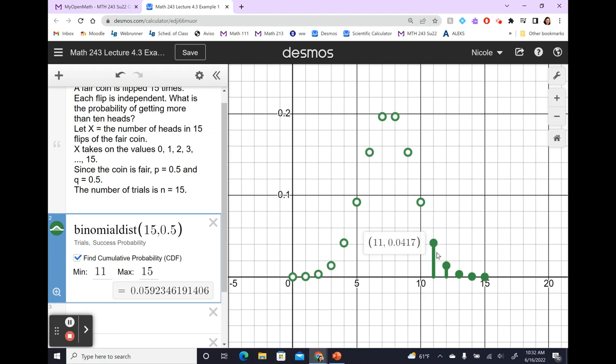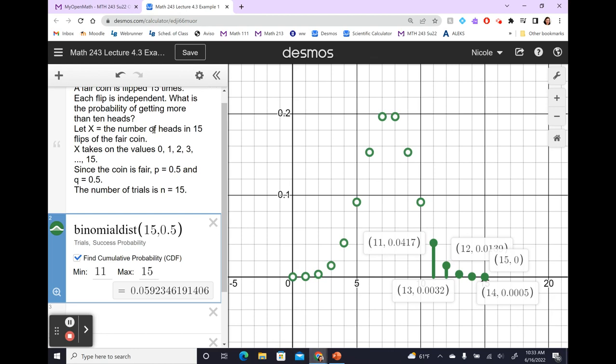It's adding this probability, the 0.0417 plus 0.139 plus this, plus this, plus this, right? All added up, and that is the value that is listed right here. So the probability of getting more than 10 heads is 0.0592. We'll round to 4 decimal places, all right? So that's our first example about how to use Desmos to calculate binomial distributions.